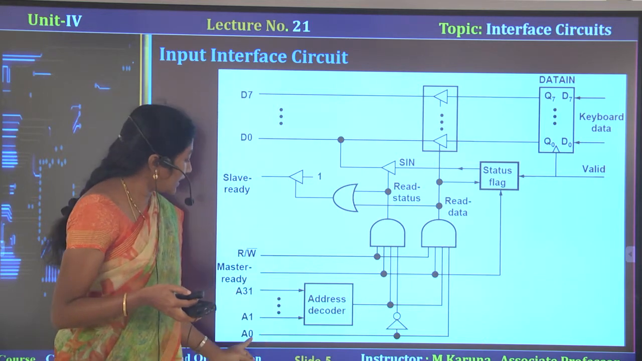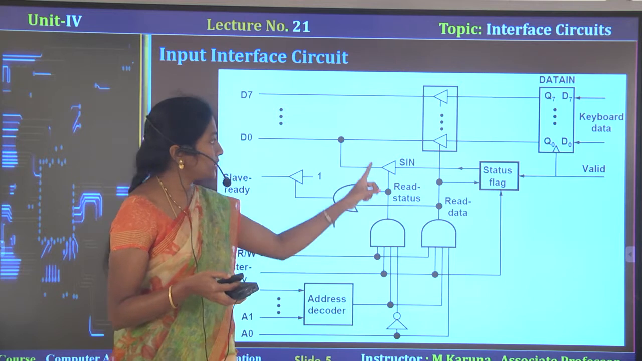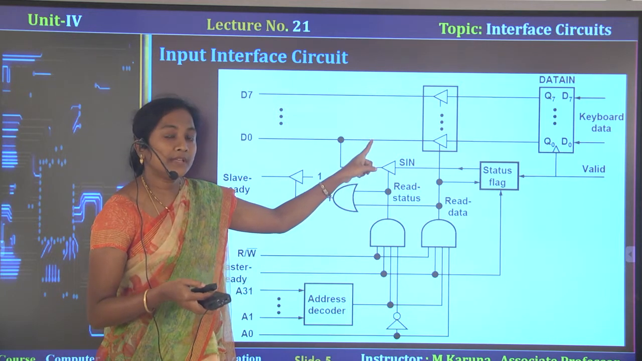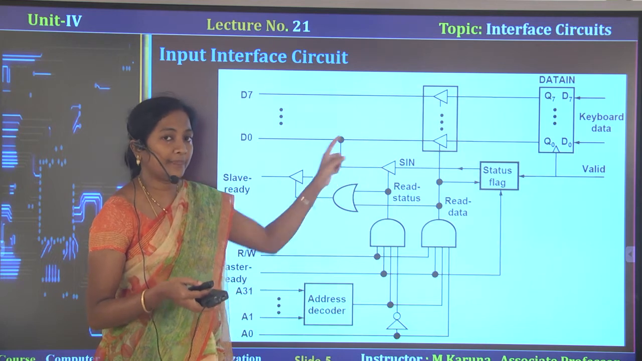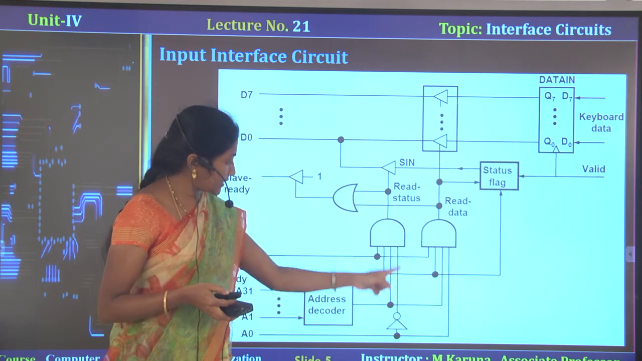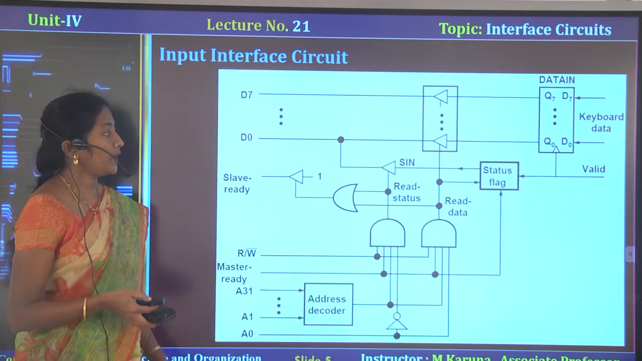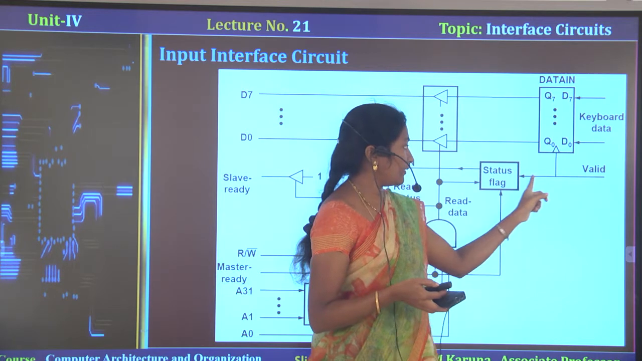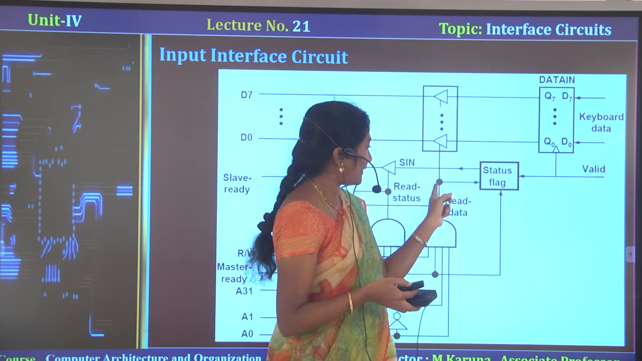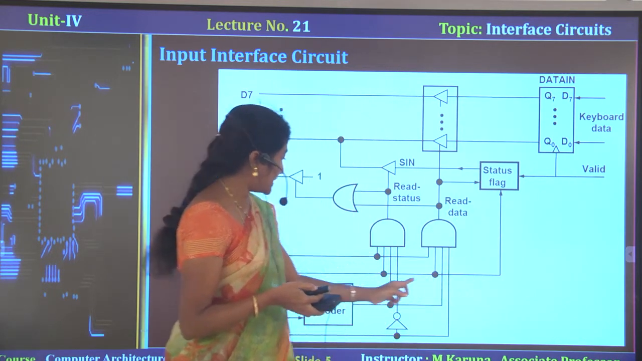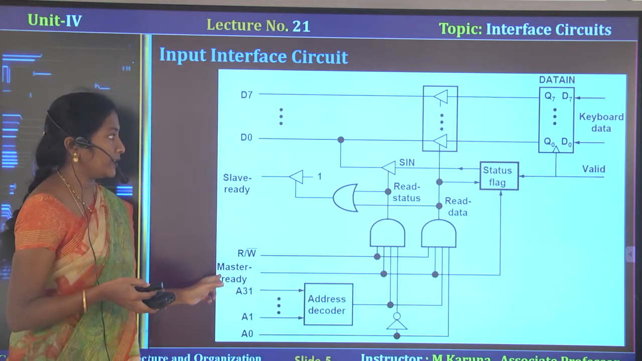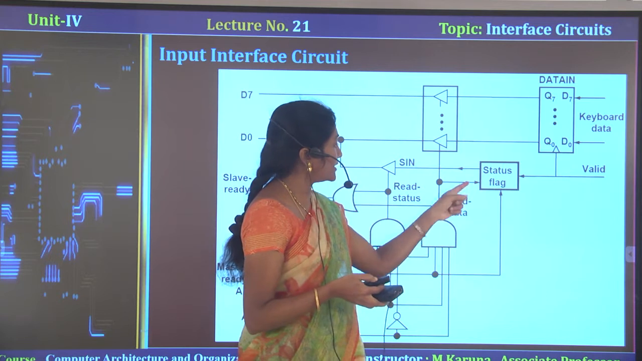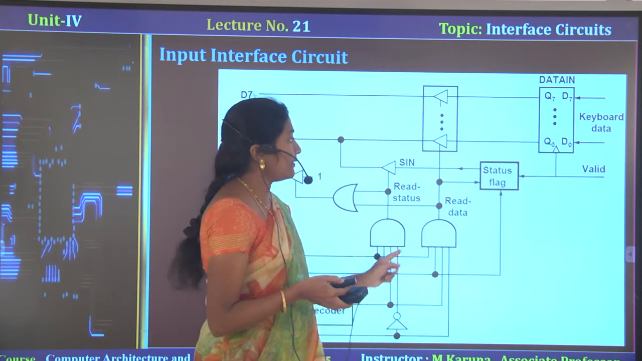That is why the A0 pin is used to determine whether D0 is the status bit or the data bit D0 of the data. So that is why this is connected to A0. The status of this flag depends on the incoming signals: the valid signal, read data, and master and slave ready signals. So the status flag is updated based on the provided inputs: read data, master and slave ready, and valid signal.